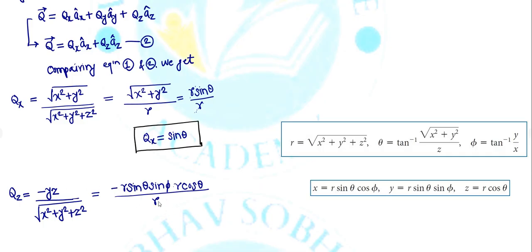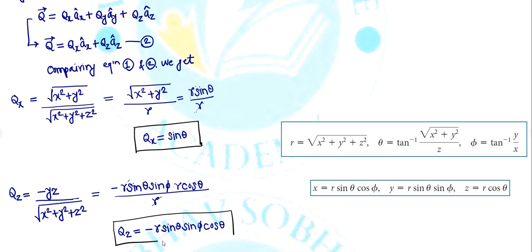Now this r and this r will get cancelled out. So what is left? We are left with the value of qz, which is equal to minus r. This r is from over here, so you can take any of the r. So we have qz equals minus of r sine theta sine phi cos theta. So this is the value for your qz.